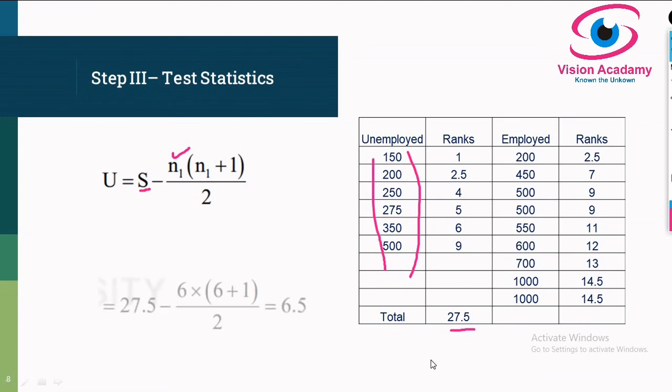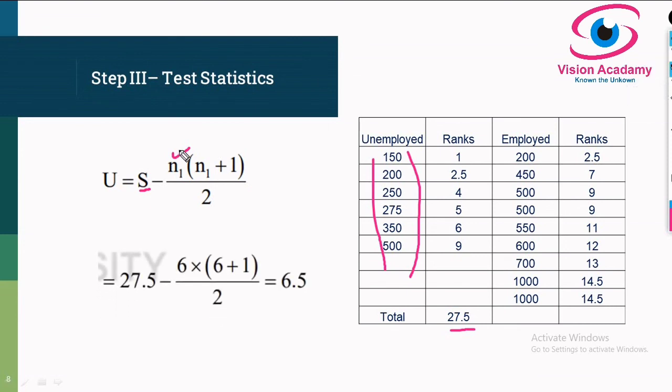So when I apply that in the formula, S is 27 here, the sum of the small sample, 27.5. N1 is 6, and here also 6, plus 1, divided by 2. So 6 plus 1 is 7. 6 into 7 is 42, divided by 2 is 21. That is equal to 21. Then 27.5 minus 21 will be 6.5. So 6.5 is the test statistic U.